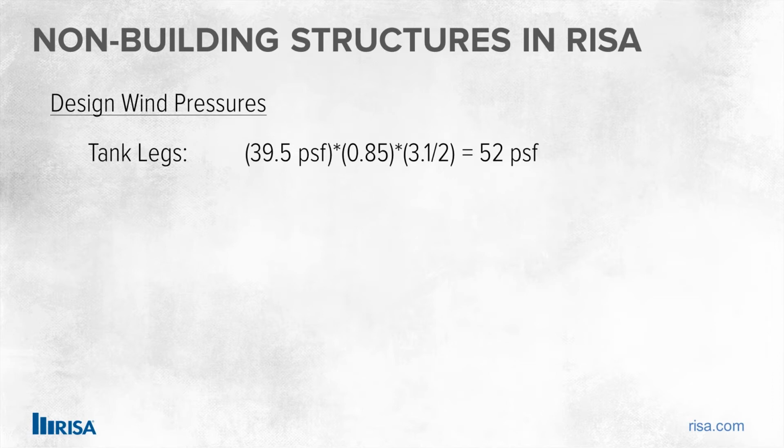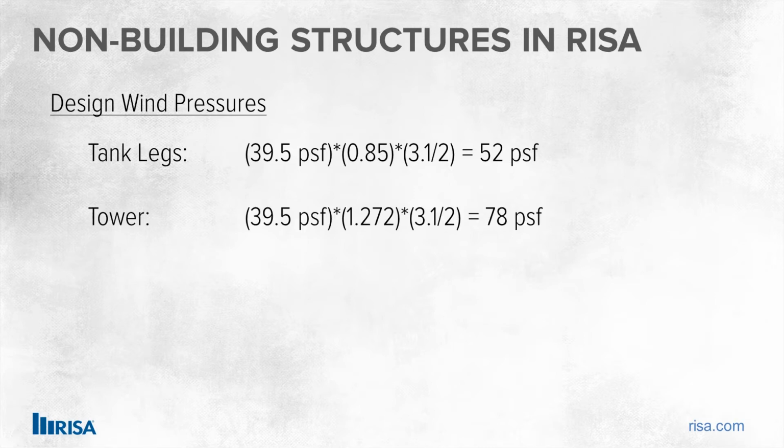And because I'm going to be applying the wind pressure not just on one face, but I'm going to split it between windward and leeward pressure, instead of using the force coefficient at its full value, we're going to divide it by 2, which will allow us to apply 52 psf to the front face of the tank legs and 52 psf to the back face of the tank legs.